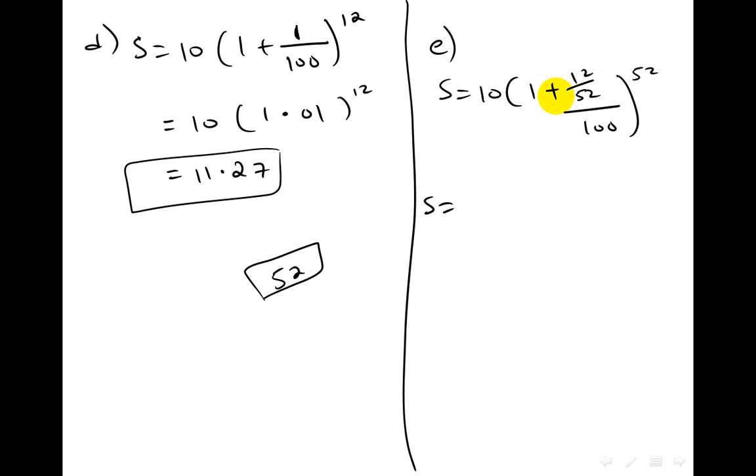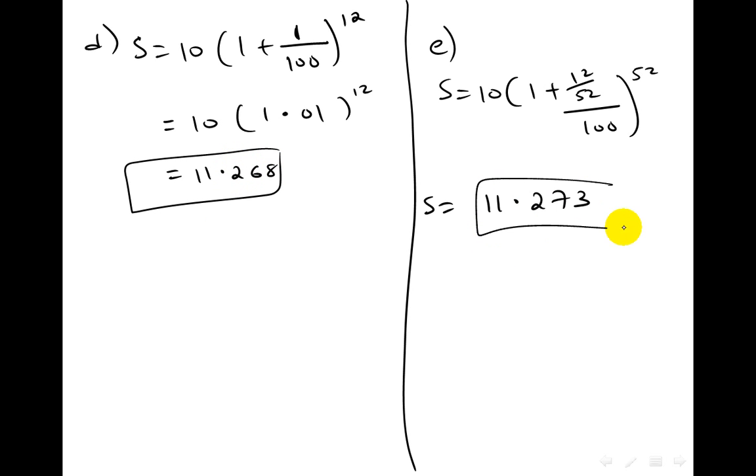So I've been doing this and I found a problem, so I discovered that it's supposed to be 12. So the answer will be $11.273. So I was not supposed to round this one actually, so that you can see the difference. Okay, so here it's 11.268, here it's 11.273, and I hope that you understood the idea.